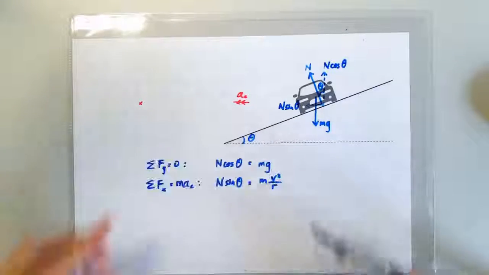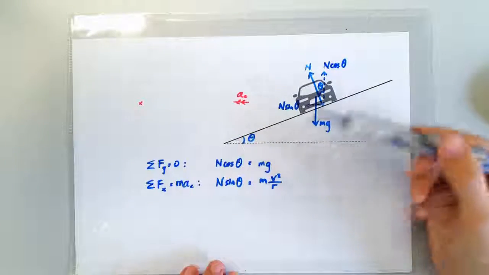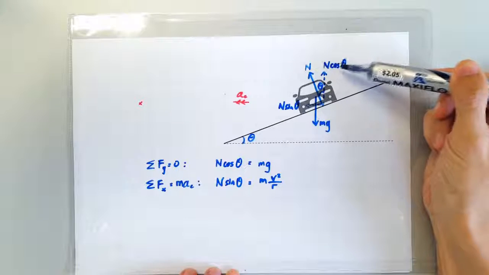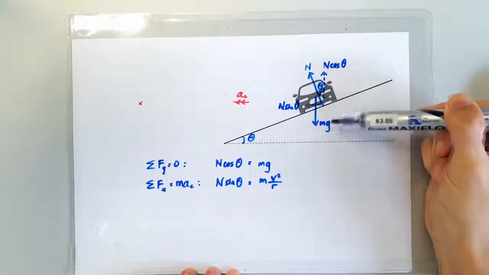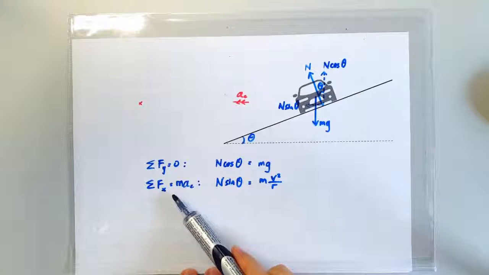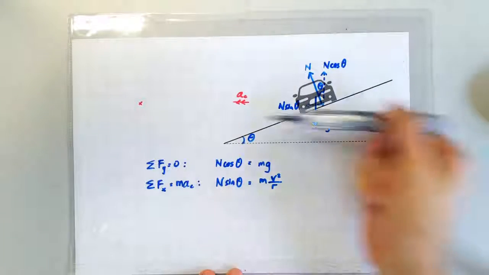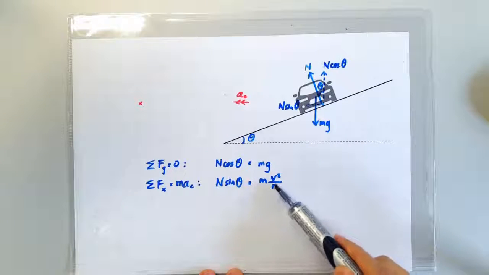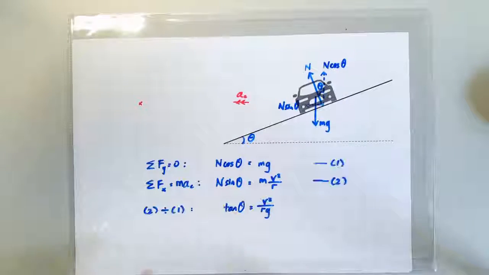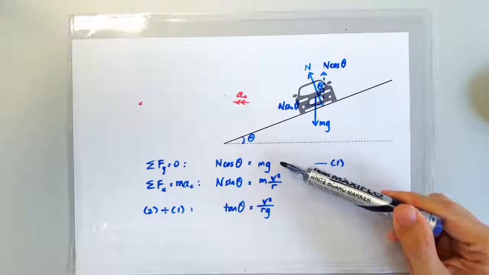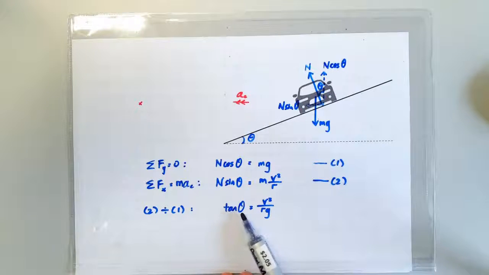So vertically the net force should be 0, so the upward N cosine theta is equal to the downward mg. Horizontally the net force is of course the centripetal force, so N sine theta is equal to m v squared over r. So take this equation, divide by this equation, we get this expression again: tangent theta is v squared over rg.